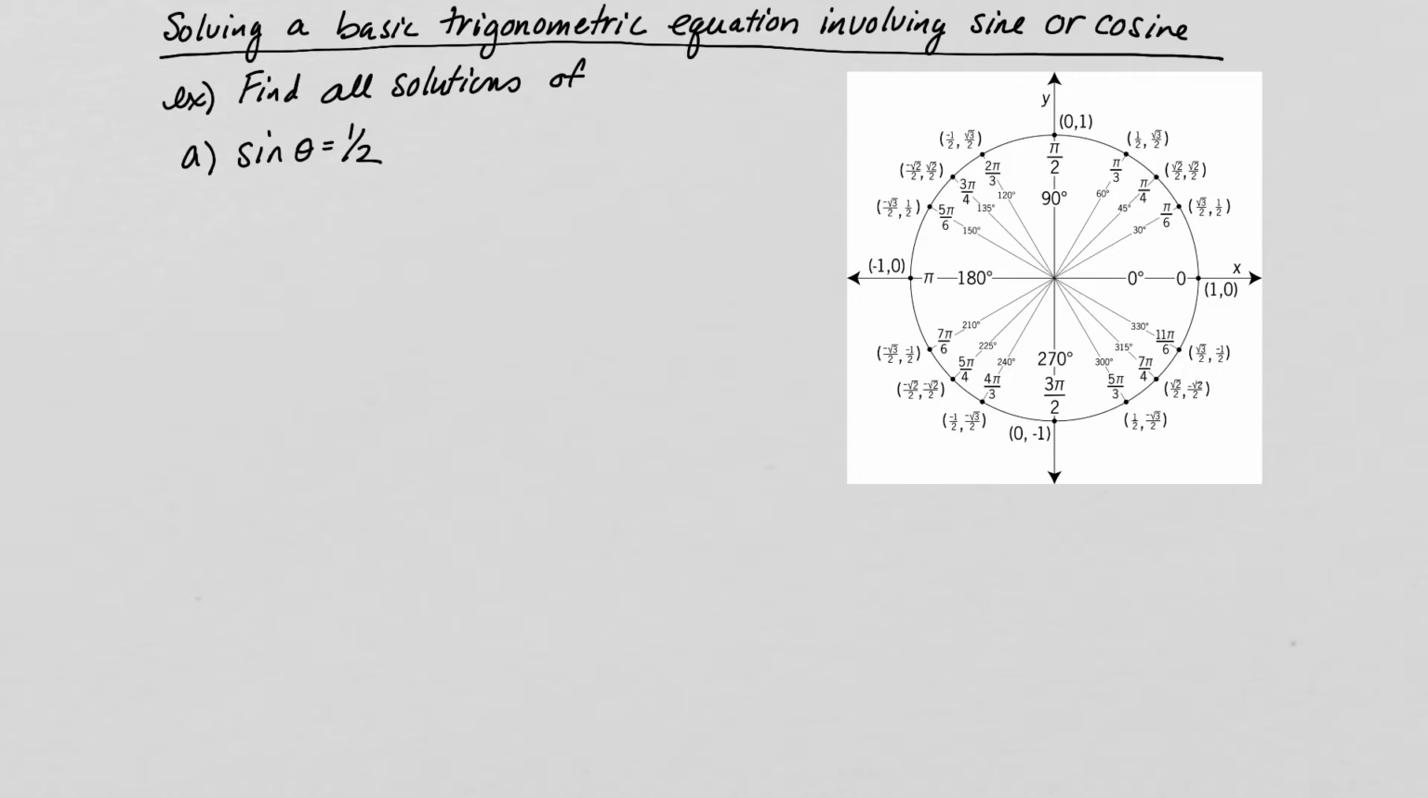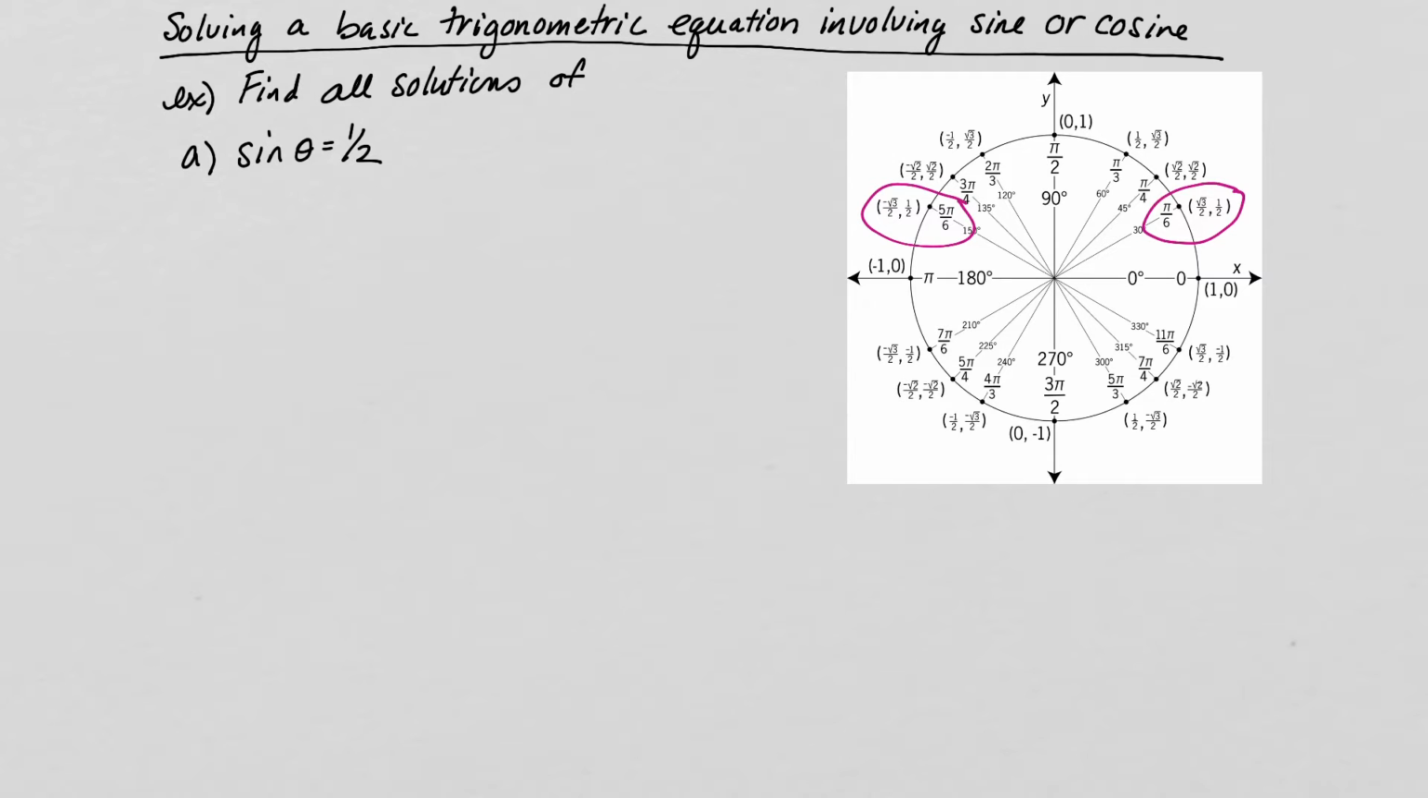So the first thing I'm going to do is, if I look on the unit circle, where the sine of theta is equal to 1/2 is here at pi over 6, and then also here at 5 pi over 6. But we didn't ask for just one time or two times. We asked for all the times.